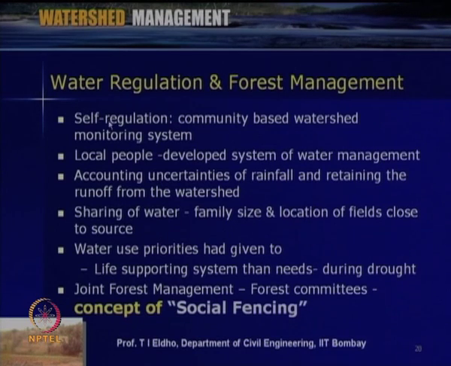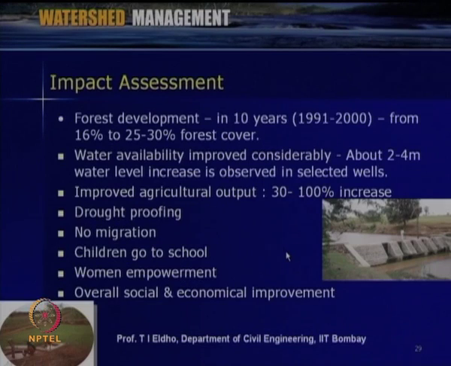So, as far as the implementation and its effect is concerned, water regulation and forest management groups were formed. So, self regulation for a community based watershed monitoring system; then local people developed a system for water management, accounting for uncertainties of rainfall and retaining the runoff from the watershed, and sharing of water. That was according to the family size and location of fields close to the source. Then water use priorities had been given, like first is domestic use or life supporting system, then agriculture and other purposes. As far as forest and grassland is concerned, they developed a social fencing system. So overall, people participation was there in overall planning and management.